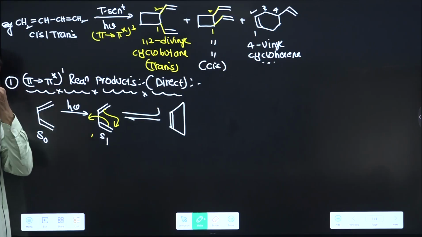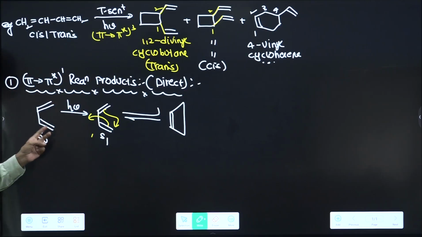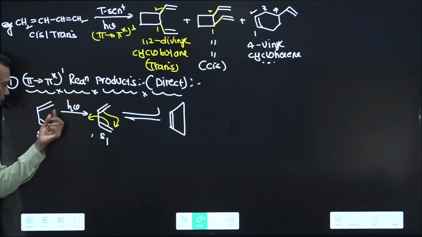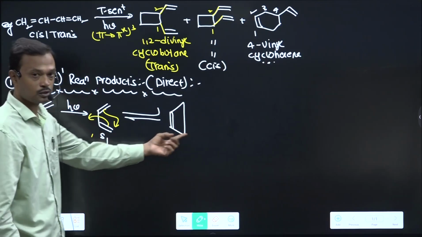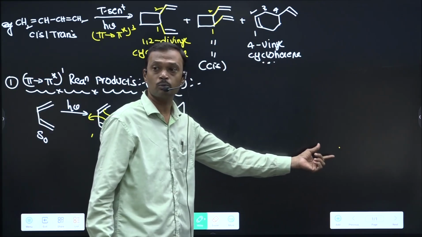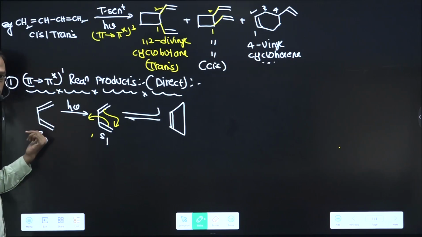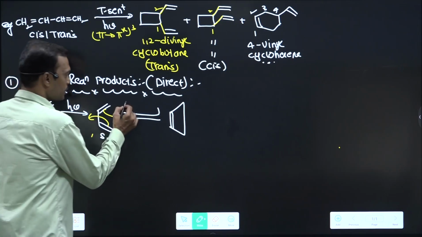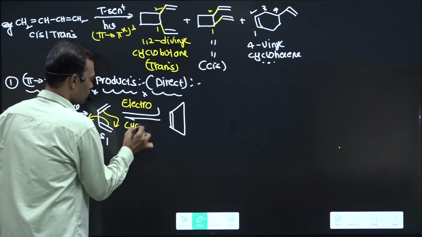What are the two isomers possible for 1,3 butadiene? Cis isomer, trans isomer. So photochemically, when cis is activated, you will get S1. S1 is responsible for this product. See, I have given two products. One is a bicyclic compound, the other one is cyclobutene. Cyclobutene is produced by activation of the cis isomer. So this is an example of electrocyclization.